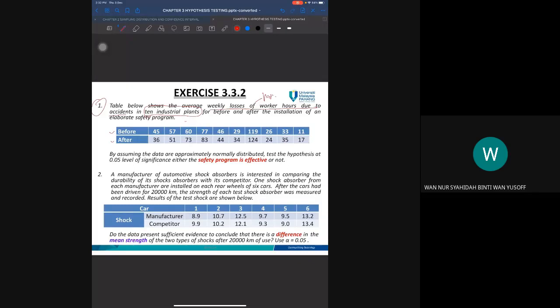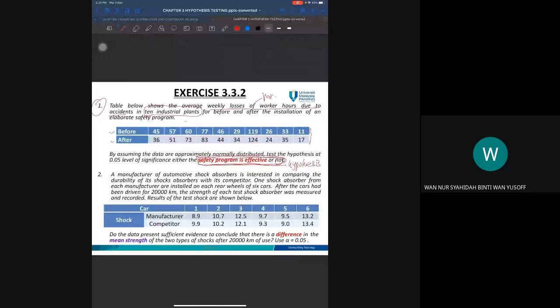So what you have here is sample data, only from 10 industrial plants. Anything that you calculate from this data, the data difference, produces a statistic. By assuming the data are approximately normally distributed, test the hypothesis at 0.05 level of significance whether the safety program is effective or not. This is the purpose why we conduct this experiment. So this is your hypothesis.